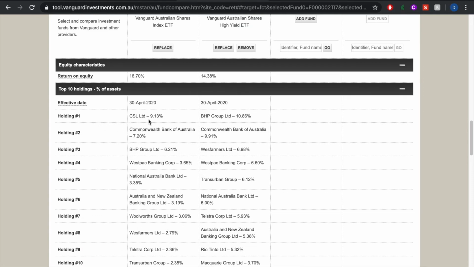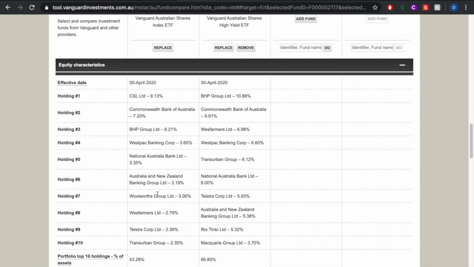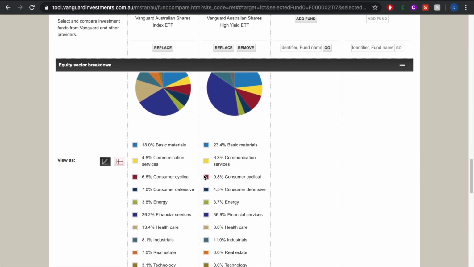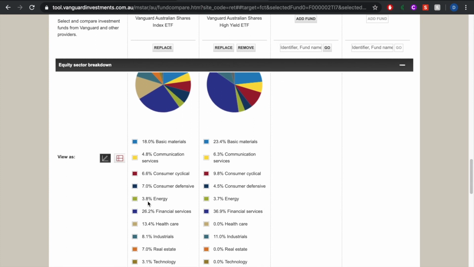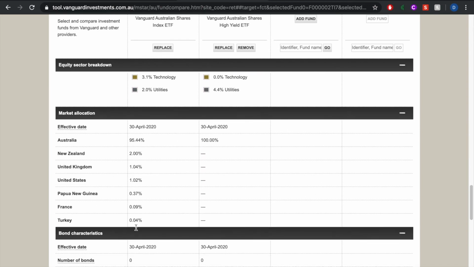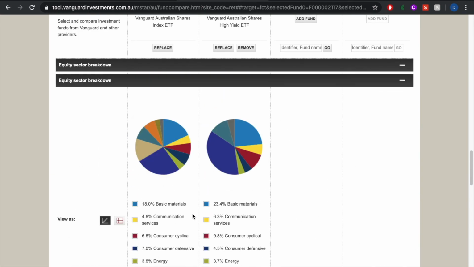The first holding is CSL for this shares index, and for the high yield it is 10.86% for BHP, and so on and so on. So you can look at the top 10 holdings for each of the products. You can also see here what sectors they're invested in in general as a guide for you. This one would be financial sectors, 26%, whereas the high yield fund has 37% in financial services. It will tell you the market allocation, and so on and so on.